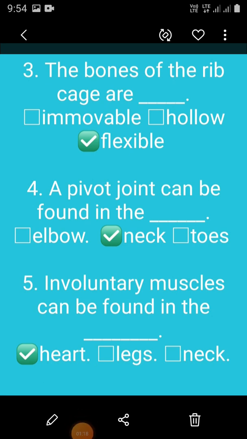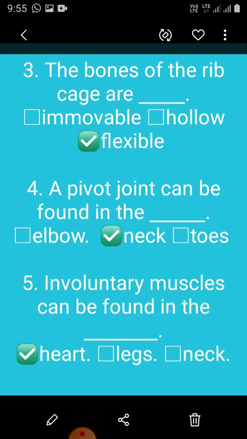Next, the bones of the rib cage are dash. Given options are immovable, hollow, and flexible. And the correct answer is flexible. The bones of the rib cage are flexible.